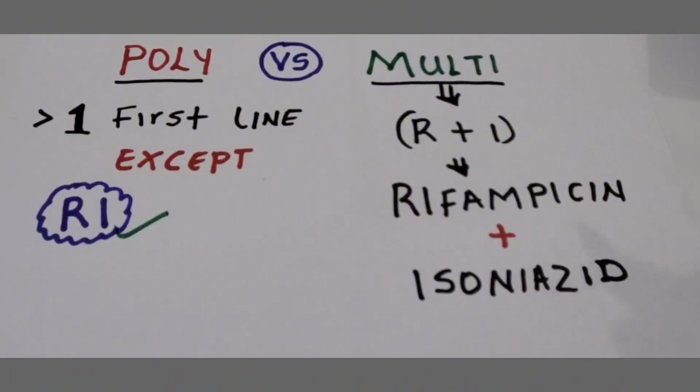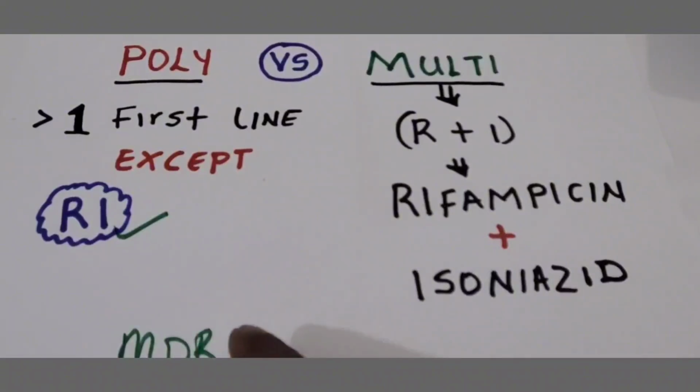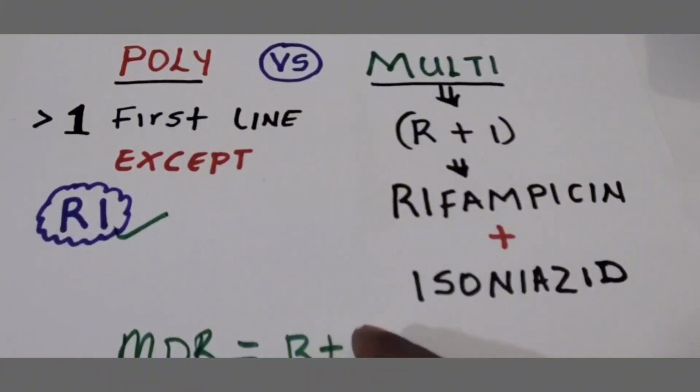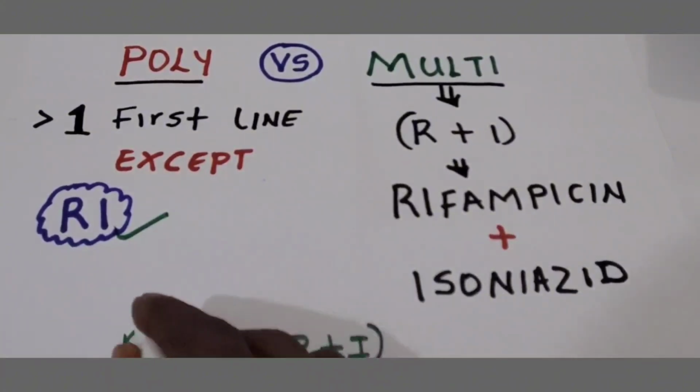In any situation wherein a patient is resistant to both rifampicin and isoniazid, then we can consider this as multi-drug-resistant TB. So multi-drug-resistant TB, which in most cases can be abbreviated as MDR, is resistant to rifampicin and isoniazid only.